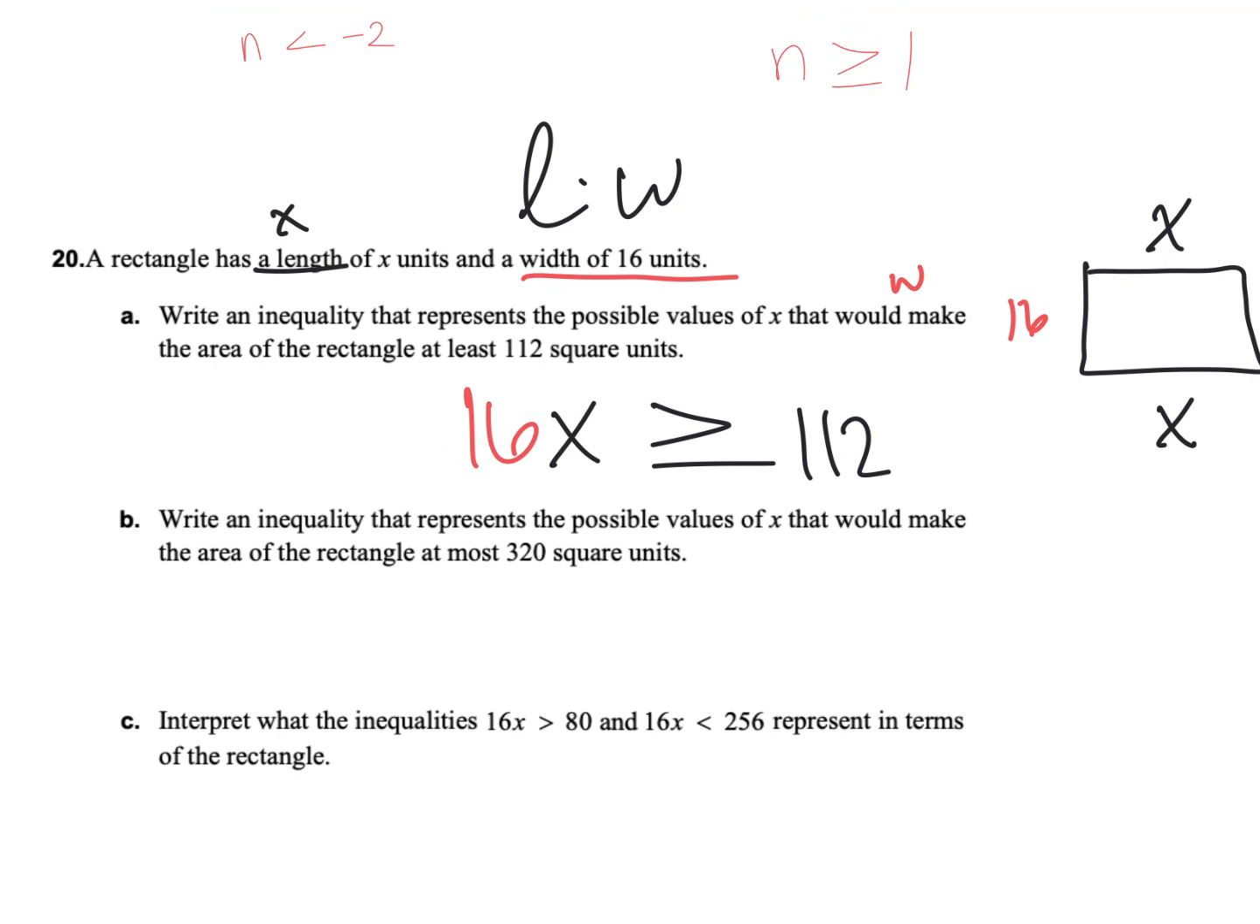Now it says write an inequality that represents the possible values of x that would make the area of the rectangle at most 320. Okay? 16x is less than or equal to 320. It can be 320. That's the most it could be. This is the greatest. We want it to be less than, though. Less than or equal to.